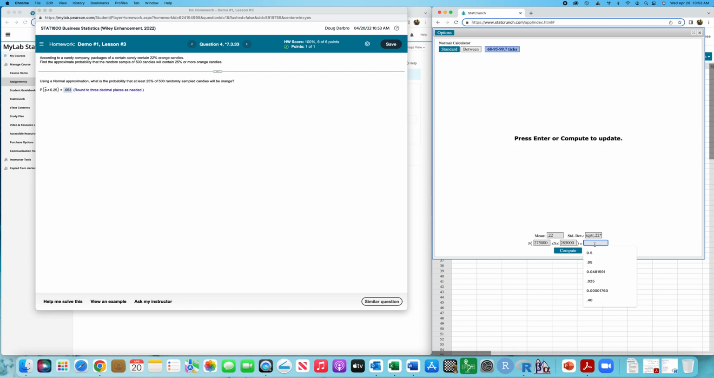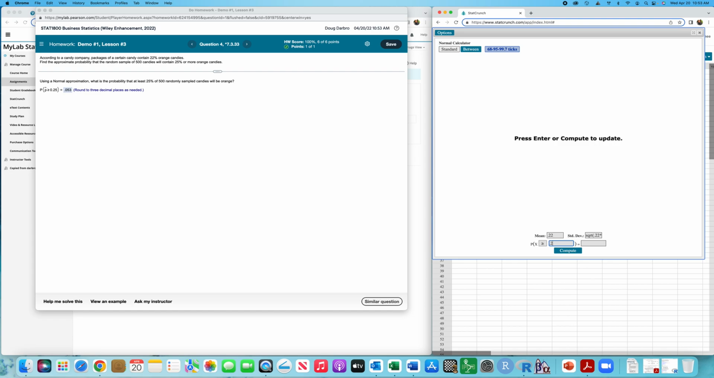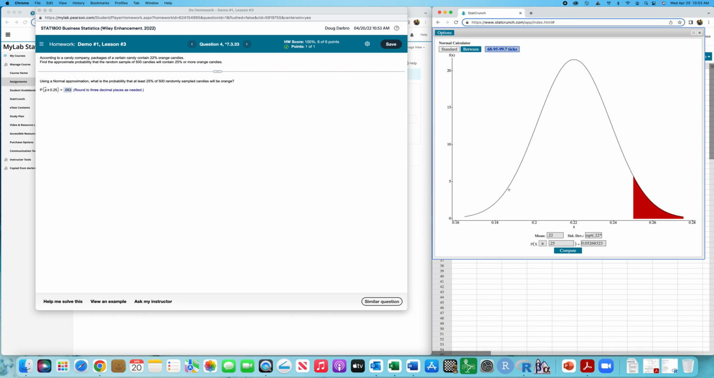Now, the next thing I want to do is go to standard because I'm doing calculation greater than. And again, I would just double check that these values, the 0.22 and the standard deviation, didn't change. They shouldn't when you go between and standard, but just double check. So I get 0.053 as I have entered. Wow, that was pretty easy.